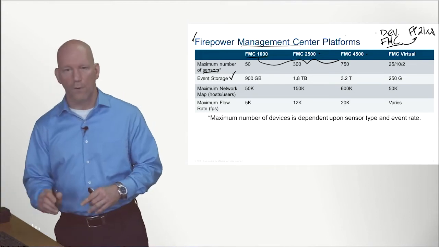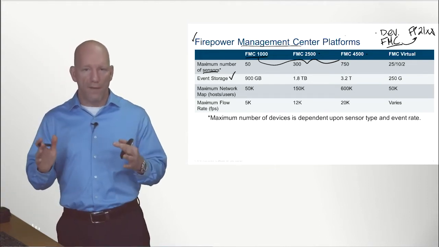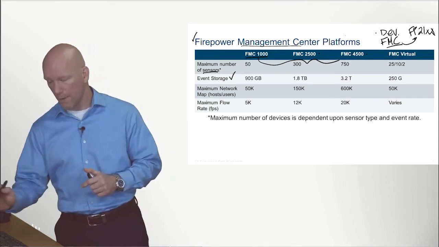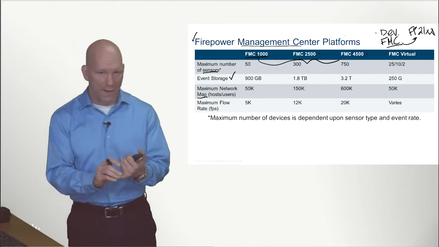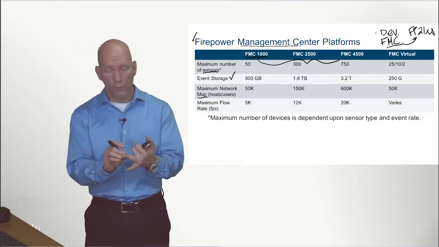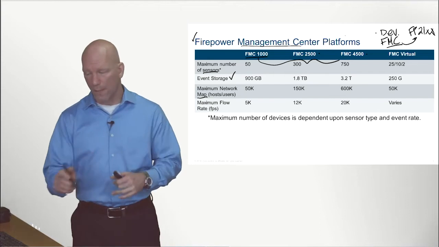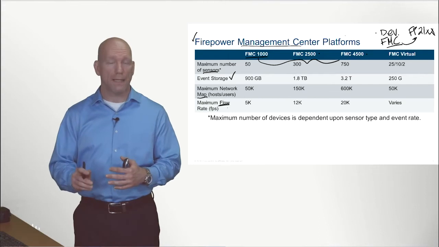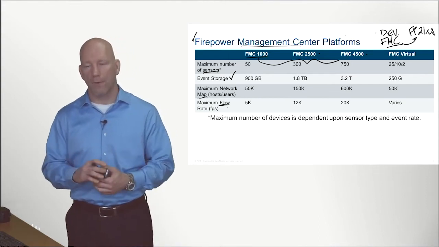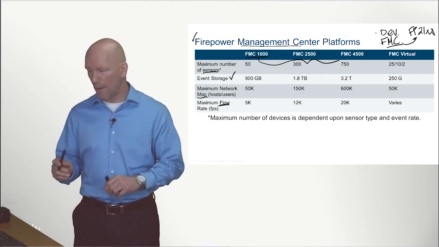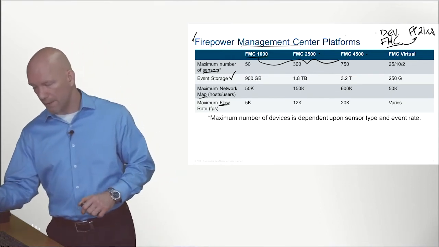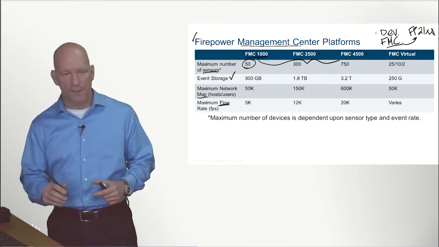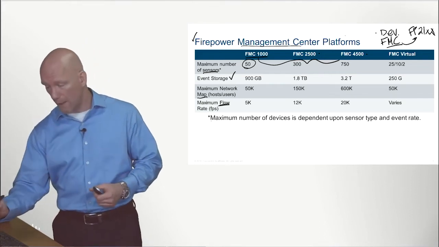Again, the total storage for events of traffic going through the interfaces or activity happening on the appliance. Network maps from devices with IPs, hosts, to user traffic passing through. And then also please note the maximum rate in frames per second that can be managed or monitored by the Firepower Management Center platform. So again, you might be in a smaller to mid-size environment where the FMC 1000 series with its 50 sensors max could be enough for you.